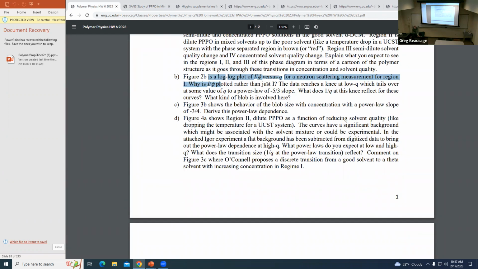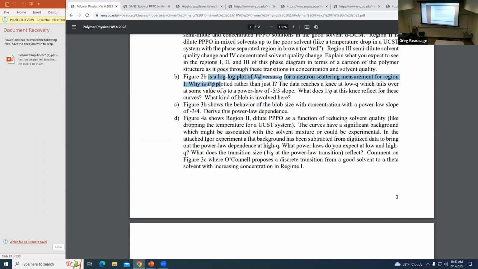Here 2b is log I by phi. So why does he do that? That's because intensity goes up with concentration. So you want to look at the ratio to get a number that shouldn't change. And if it changes, it's changing because of chi. So why is it I over phi rather than I?